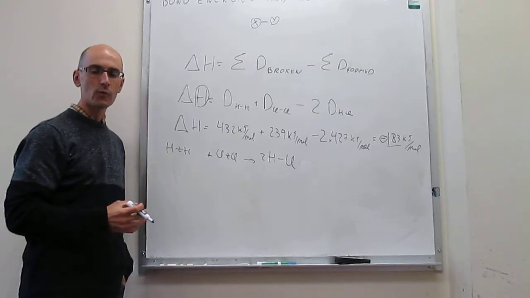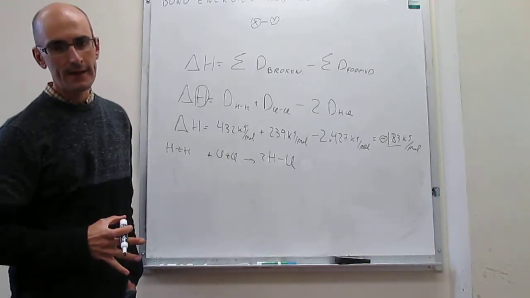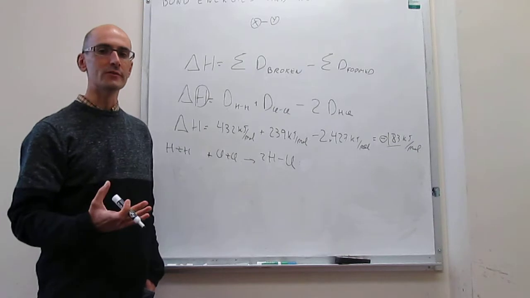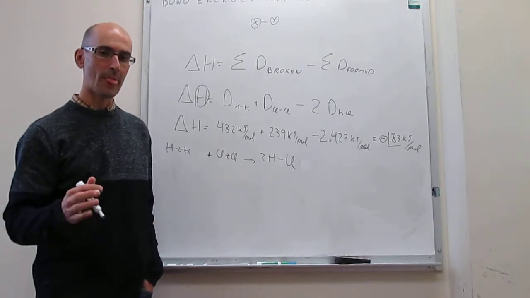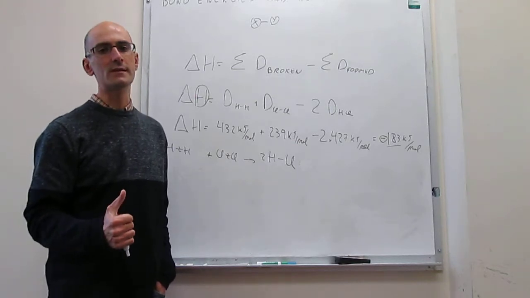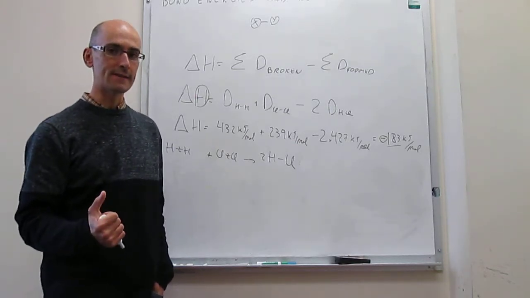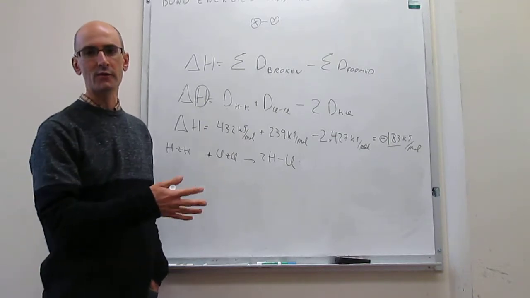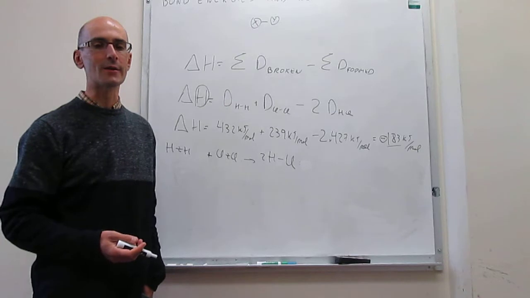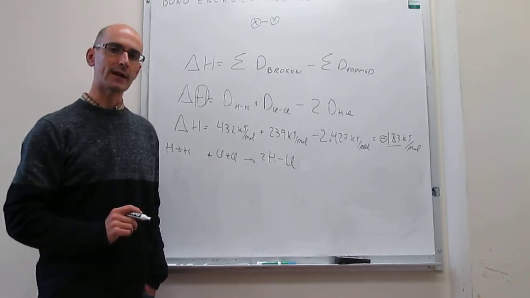The second thing is that when you go to tables and look for bond energies, there are some limitations to the values of those energies. For one, the bond energies that you find in tables are for the gas phase. So you will not be able to study reactions involving covalent bonds in the solution phase or in the solid phase. You will be constrained to the gas phase.